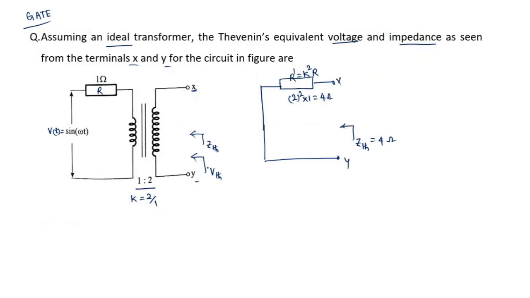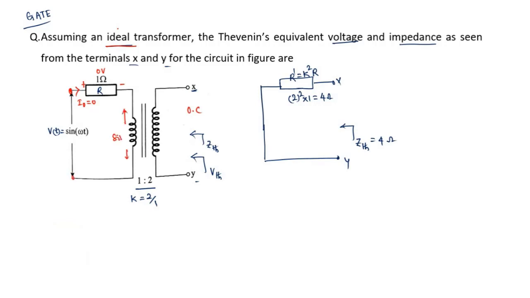Now, similarly, the Thevenin's voltage. As it is an ideal transformer, we do not have any load. So it's an open circuit. The current drawn by the transformer on the primary side is absolutely zero. Under no load, the no load current is zero because it's an ideal transformer, and hence no voltage drop across this resistor. So whatever voltage you are applying across these terminals, the same voltage is available across this winding.